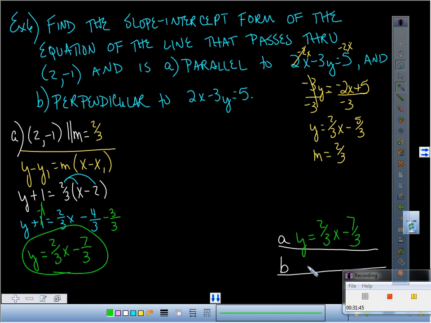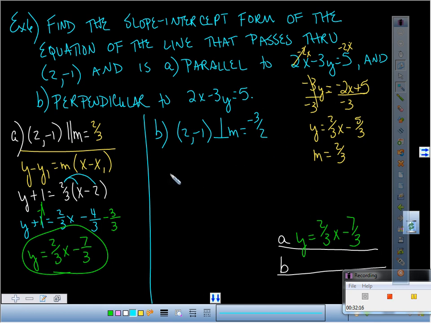Now, since this one right here is perpendicular, can I just take this and flip that slope and write it as negative 3/2? No, that's what kids do. I don't know why they do that. I've never even taught that. Okay? Y'all, you can't. You have to do it all over again. You have to say, the point is (2, -1), and this time I want a perpendicular slope, which is going to be what? Negative 3/2. And then you just work it again.